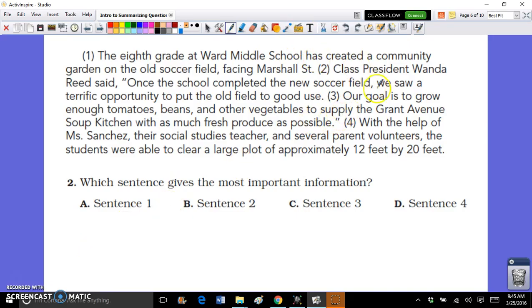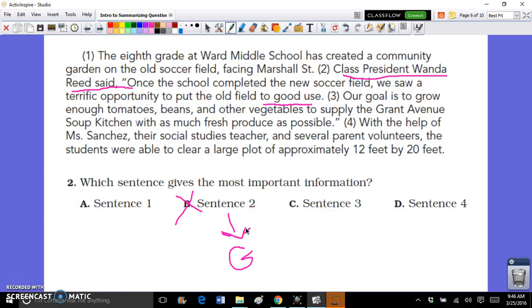So I've already eliminated sentence 2 when I eliminated central idea. This only shows who the president is and that they're going to put the field to good use. Good use meaning what? I know the good use is the vegetable garden, but somebody who hadn't read the text would not know enough about the rest of the story to really get what it was about. So it cannot be sentence 2. Oh, no, sorry, not too specific. It's actually too general. Good use is general. Specific would be if they said a garden and helping a homeless shelter.